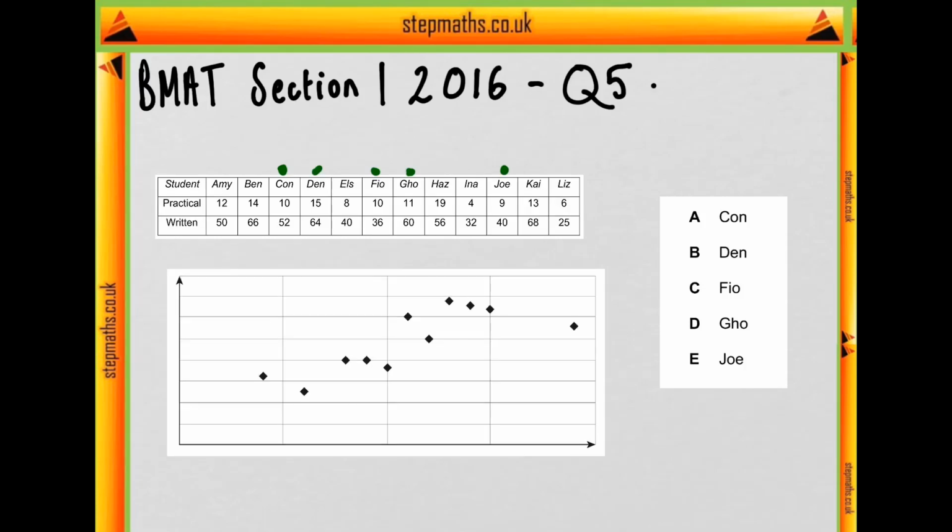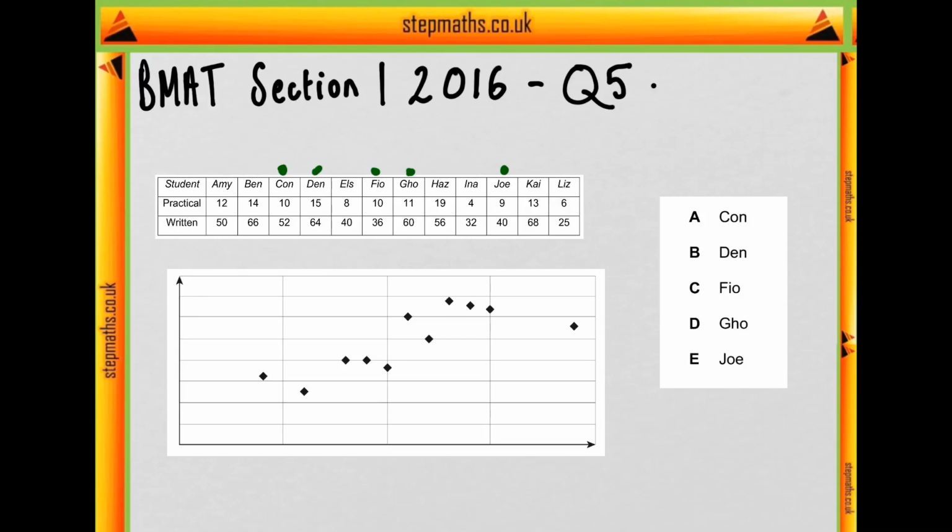Another issue is that we don't appear to have an effective scale on either of the axes of the scatter graph. So we have to figure out which to use for the practical test and which for the written test. As we can see by glancing through the results, the written test appears to have a maximum somewhere in the 60s. Kai received the highest at 68, whereas the practical appears to have a maximum in the teens, with Has having the highest at 19.